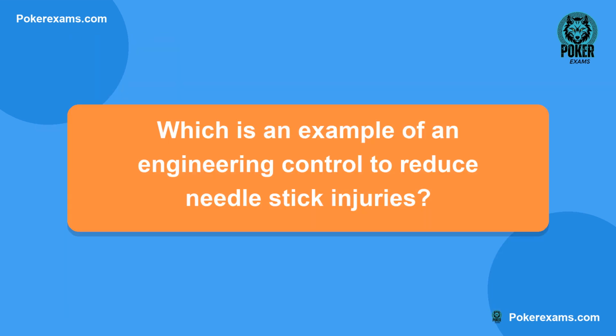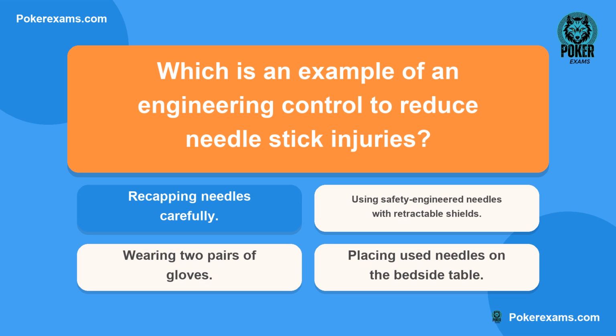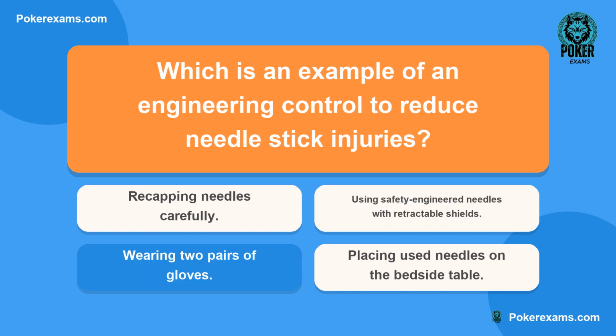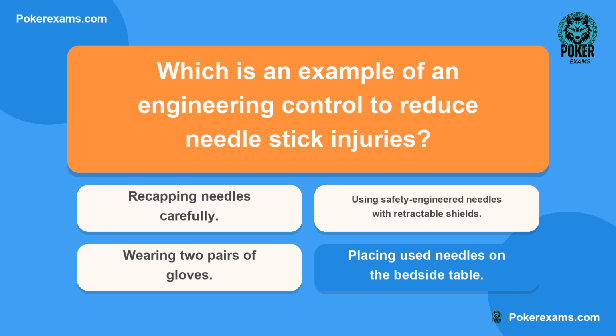Next question. Which is an example of an engineering control to reduce needle stick injuries? Is it A, recapping needles carefully? Or B, using safety-engineered needles with retractable shields? Could it be C, wearing 2 pairs of gloves? Or lastly D, placing used needles on the bedside table?